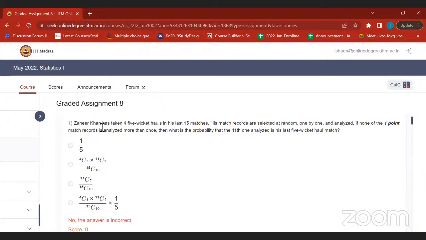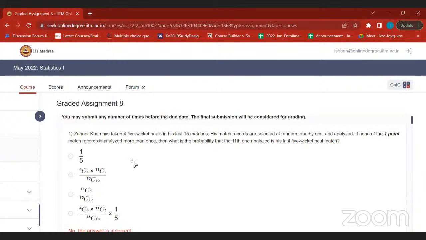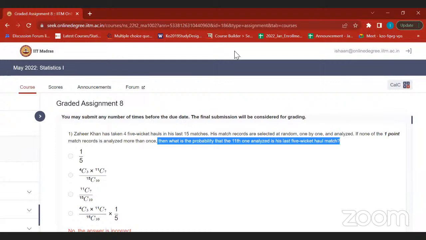So, okay, I will go with these values in my question. We know that Zair Khan has taken 5 wicket hauls in 4 of his last 15 matches. And I'm randomly selecting his matches one by one to analyze, and one match is only analyzed once. There is no match which has been analyzed more than once. This information is also given in this line. Then I have to find the probability that the 11th one analyzed is his last 5 wicket haul match.